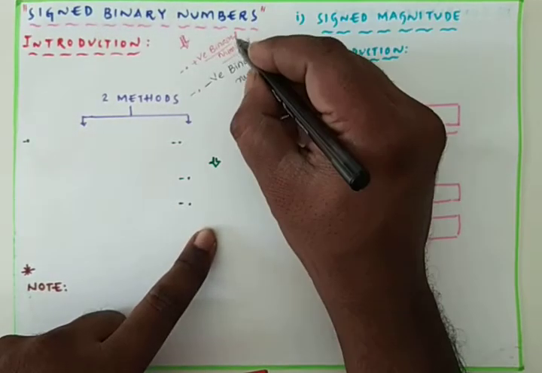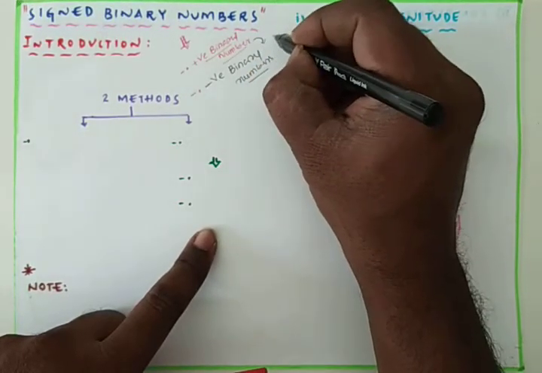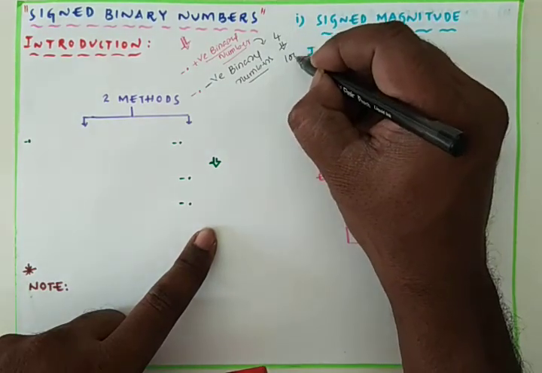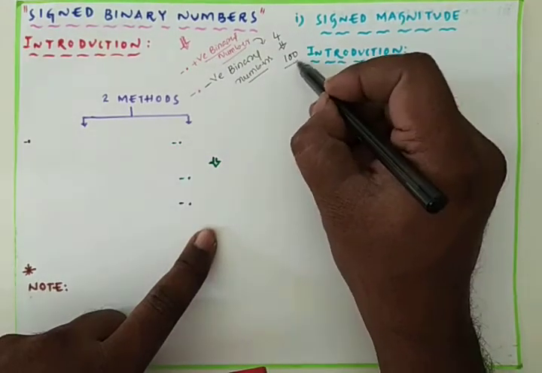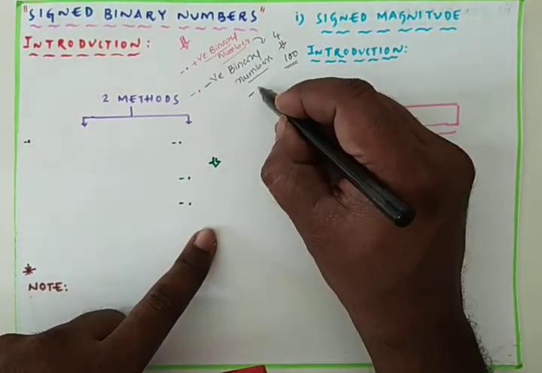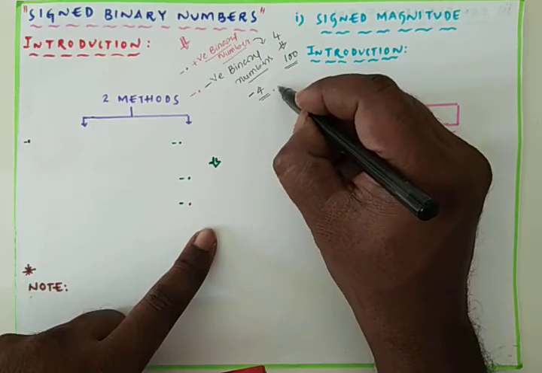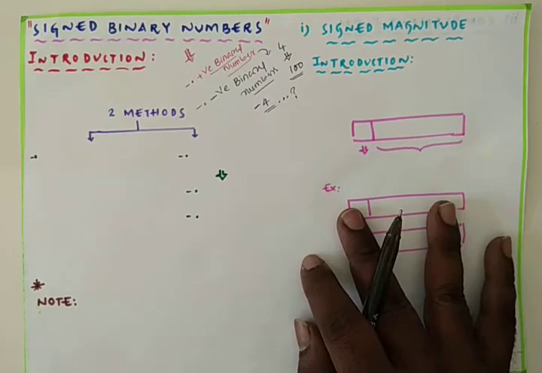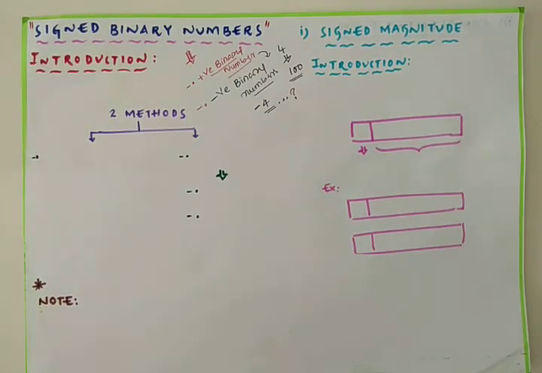For example, if we are having the 4, we know how to represent that in the binary form, that is 100. It is default, it is positive. If you wanted to represent -4, we don't know the procedure. In this class, I am going to explain how the negative binary numbers, that means the signed binary numbers, can be represented.